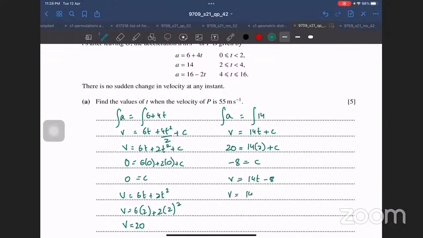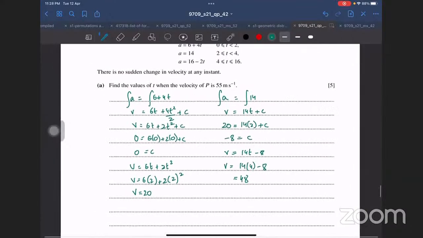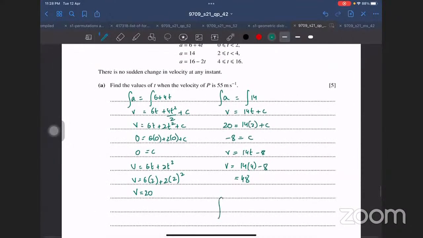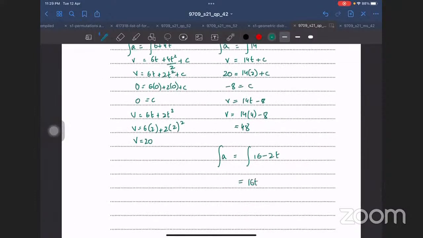In order to find what speed I've reached so far, since I'm still accelerating, let's find out 14 into 4 minus 8. I've so far reached a speed of 48, which means that I'm going to reach in the next stage a speed of 55. So I'm going to integrate again. I have 16t minus 2t squared divided by 2 plus c.